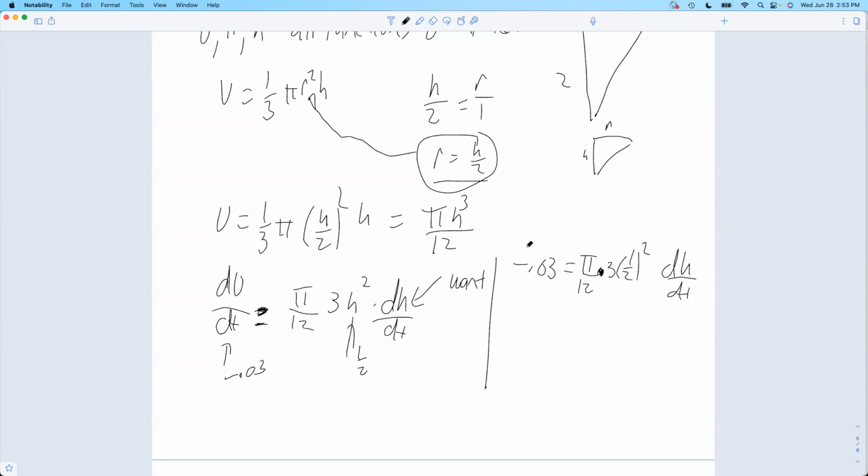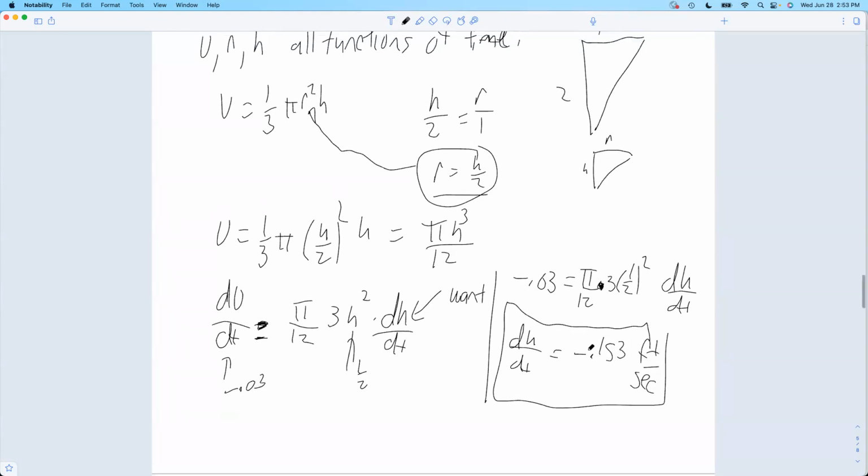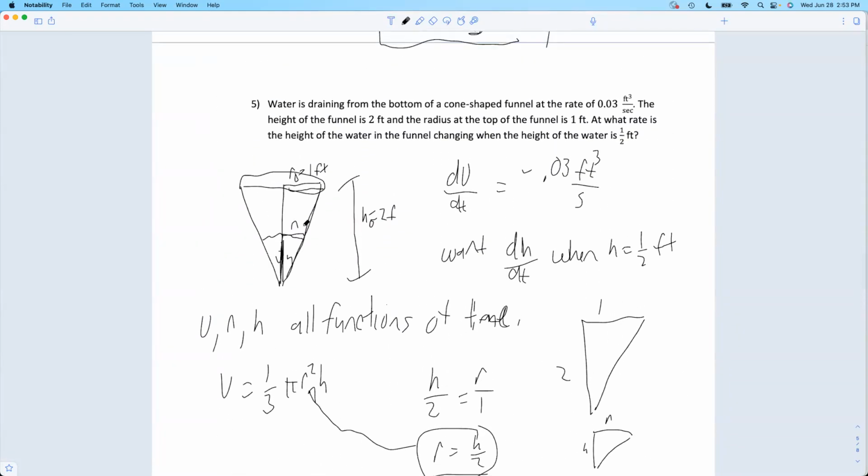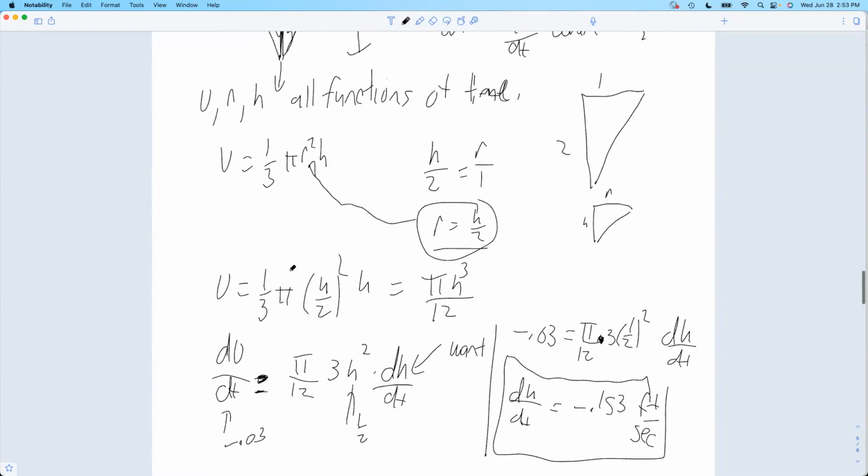Okay, so you can check all the arithmetic here. You would find, divided over, that dh/dt is negative 0.153 feet per second. Definitely check the arithmetic there so that you believe it. Why is it negative? Because h is going down. We're losing water. The height of this water is draining out here. Height's going down. So the derivative should be negative.